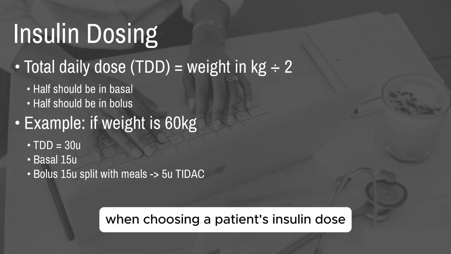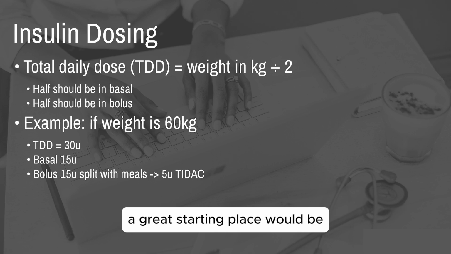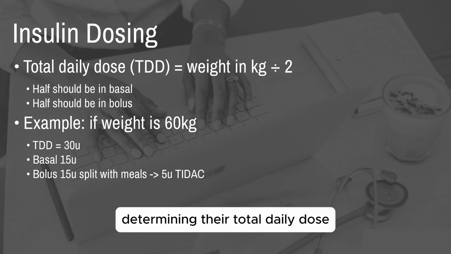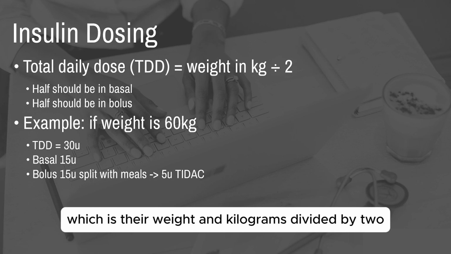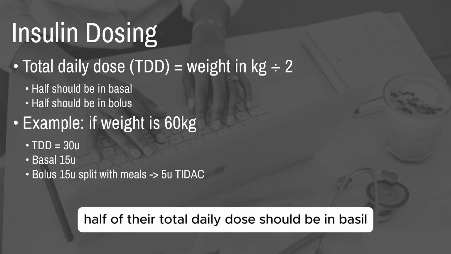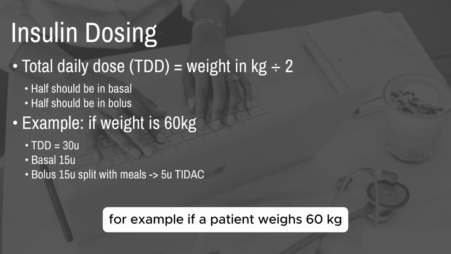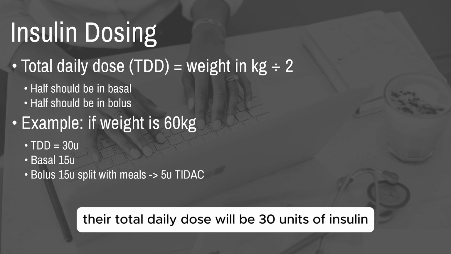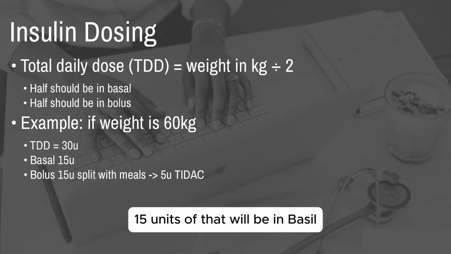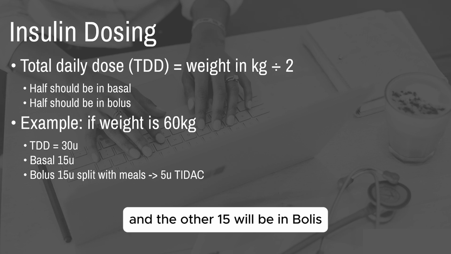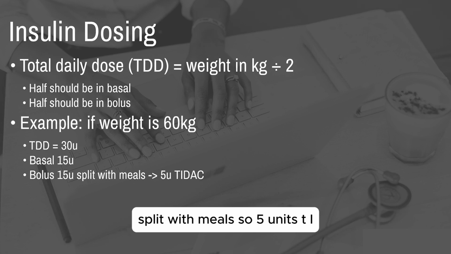When choosing a patient's insulin dose, a great starting place would be determining their total daily dose, which is their weight in kilograms divided by 2. Half of their total daily dose should be in basal insulin, and the other half should be in bolus. For example, if a patient weighs 60 kilograms, their total daily dose will be 30 units of insulin. 15 units of that will be in basal, and the other 15 will be in bolus split with meals, so 5 units TID AC.